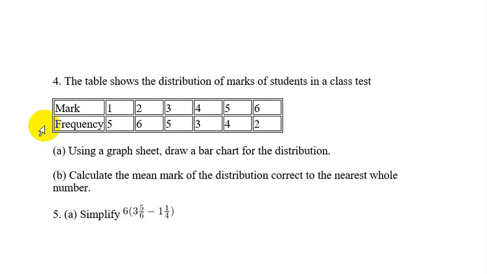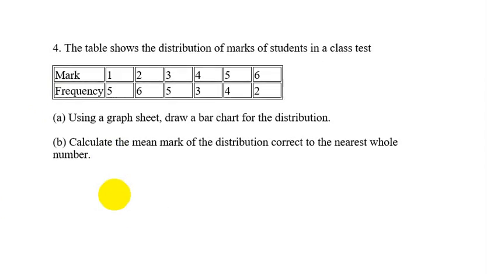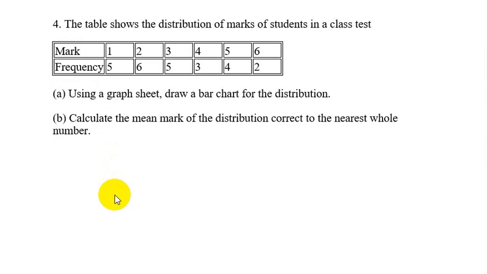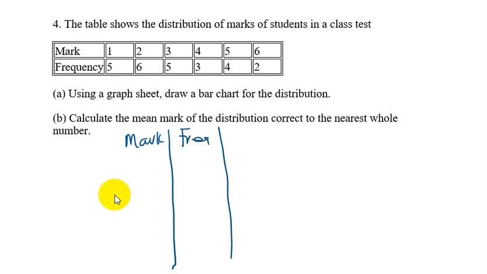Now we are told to calculate the mean mark of the distribution, and we should correct it to the nearest whole number. Now, let's work for the mean here. After that, I'll show you how the graph will look. So now we have mark and we have frequency. So the next one will be F and X. Okay, so we have 1, 5, so here will be 5.